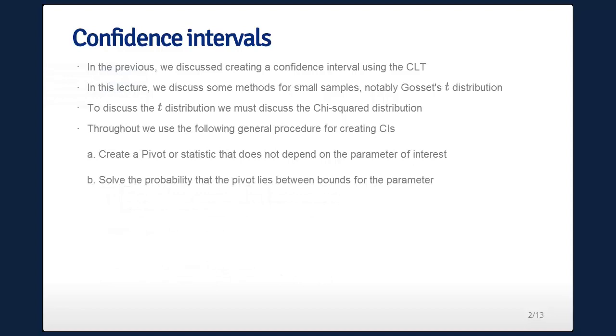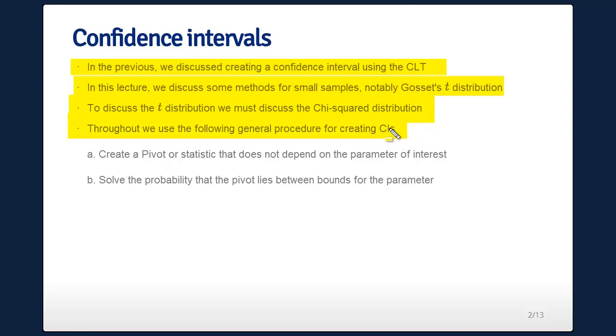Okay, so in the previous lecture, we discussed confidence intervals using the central limit theorem. And this lecture will discuss some methods for small samples, notably Gosset's t-distribution. And so to discuss the t-distribution, we have to discuss the so-called chi-squared distribution. And we'll use the following procedure to create a confidence interval.